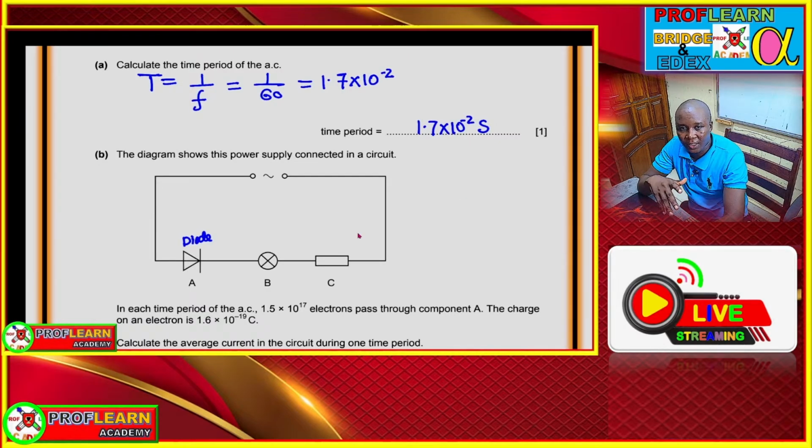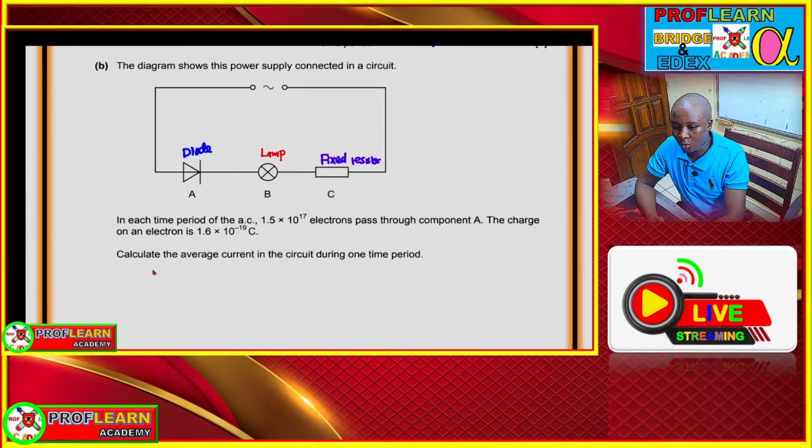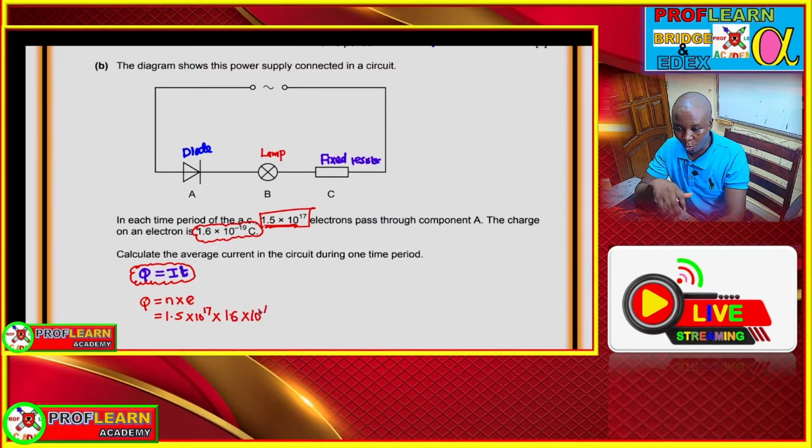Sometimes you may be given a circuit and then you are asked to label the different components that are there. So you need to understand and know different standard symbols which are done in IGCSE. In this question, we are supposed to calculate average current, but we are given charge and time. So which means that we have to use the formula charge is equal to current times time. And in this case, we were given the number of electrons that passed, and then also we were given the charge of 1 electron. So meaning that if we are to calculate the total charge, we are going to multiply the number of electrons times the charge on 1 electron.